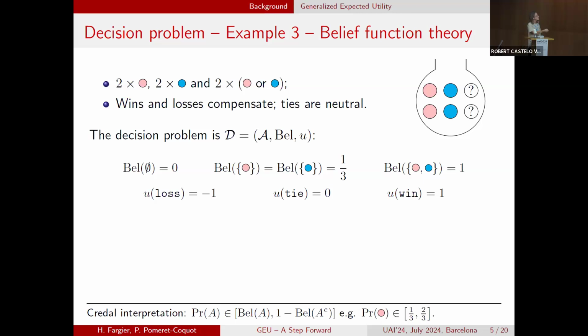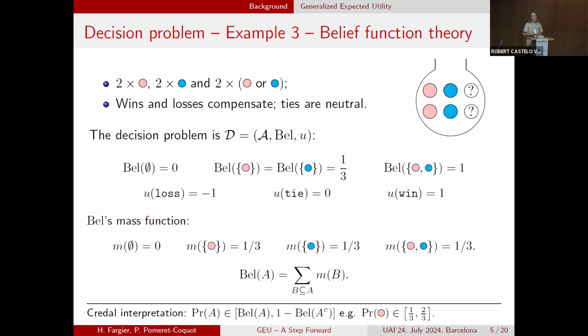Here, the minimal belief for the event pink is 1/3. As for the minimal belief for the event blue, the same, and of course, the belief of the event pink or blue is 1 because we're sure of obtaining one of those 2 colors. This may be understood as a lower probability for each event. But in belief function theory, one often considers a so-called mass function, which can be deduced from the belief function and from which we can recover the belief function. That is to say, those 2 functions are equivalent.